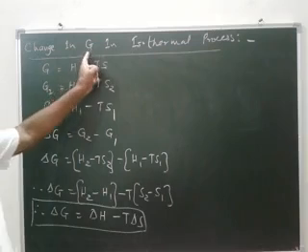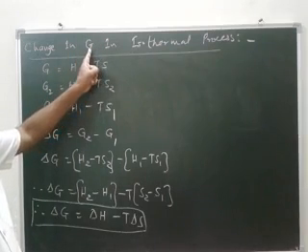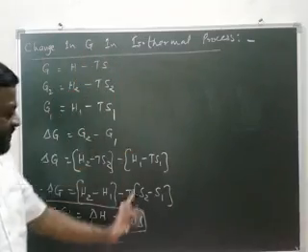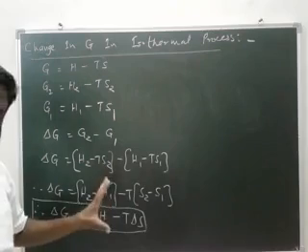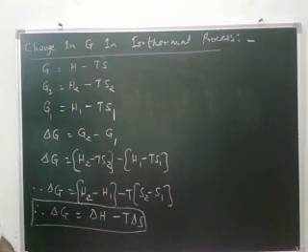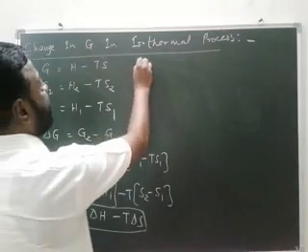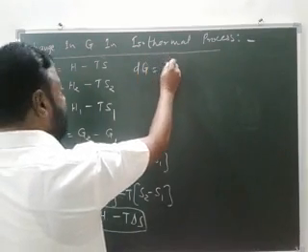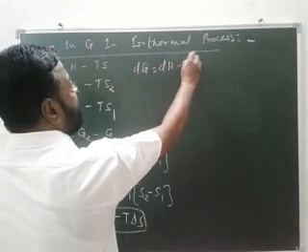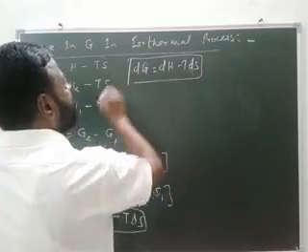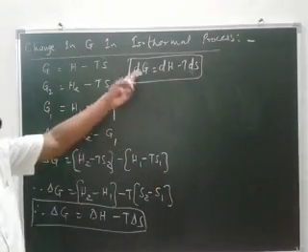that is the Gibbs free energy change in an isothermal process when temperature is constant. So this is the finite change. And for an infinitesimal change, we can write dG is equal to dH minus T into dS. So this is also the change for an infinitesimal change.